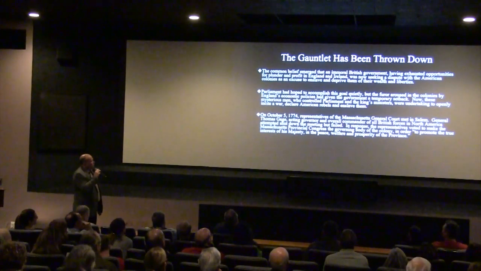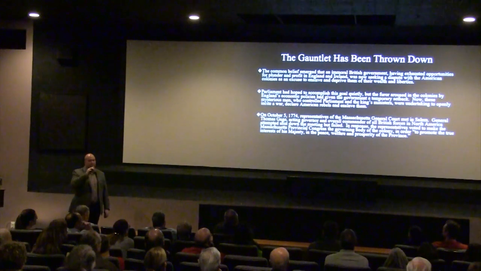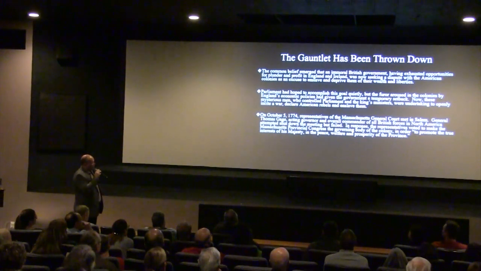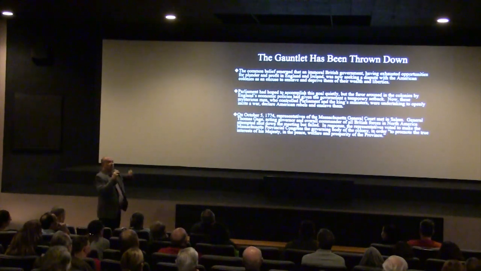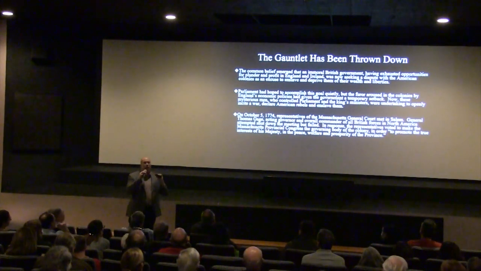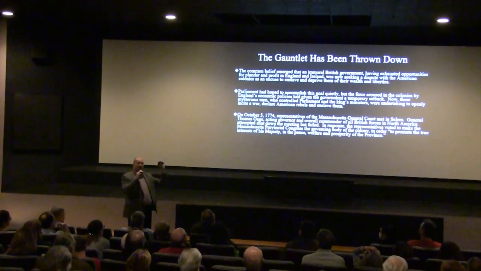In response, the representatives basically voted to convert themselves into the Massachusetts Provincial Congress, which became the de facto governing body of the colony in order to promote the true interests of His Majesty in the peace, welfare, and prosperity of the province. The formation of the Massachusetts Provincial Congress took place here in Salem.